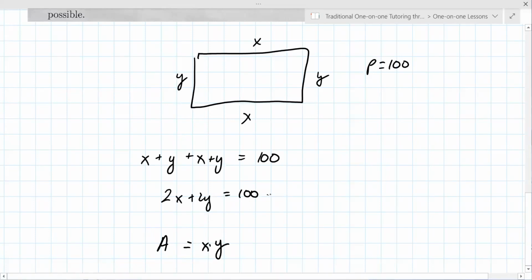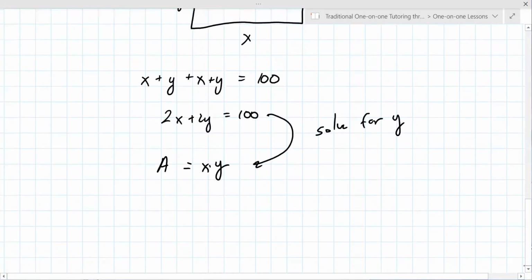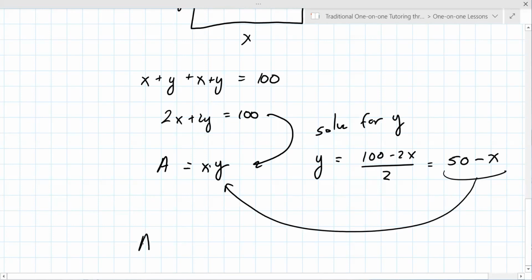So then you need to solve this one for y and substitute it in. All right, so do you recall how to do that? You're going to solve this one for y here, this equation in the middle. So y ends up being 100 minus 2x over 2. Might be good to simplify that to 50 minus x, and that's what's going to go in here. So area equals x times 50 minus x.